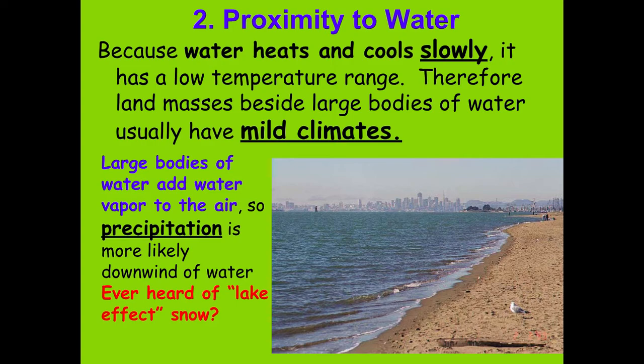How close you are to water, we've also talked about this somewhat this year. Water heats and cools very slowly, and its temperature range is also pretty low. So if you are in a city next to a big body of water, you're going to have a mild climate. So these are going to be smaller temperature ranges. The summers are going to be cooler, and the winters are going to be warmer. It's going to be more comfortable. If you're far inland, you have a big temperature range.